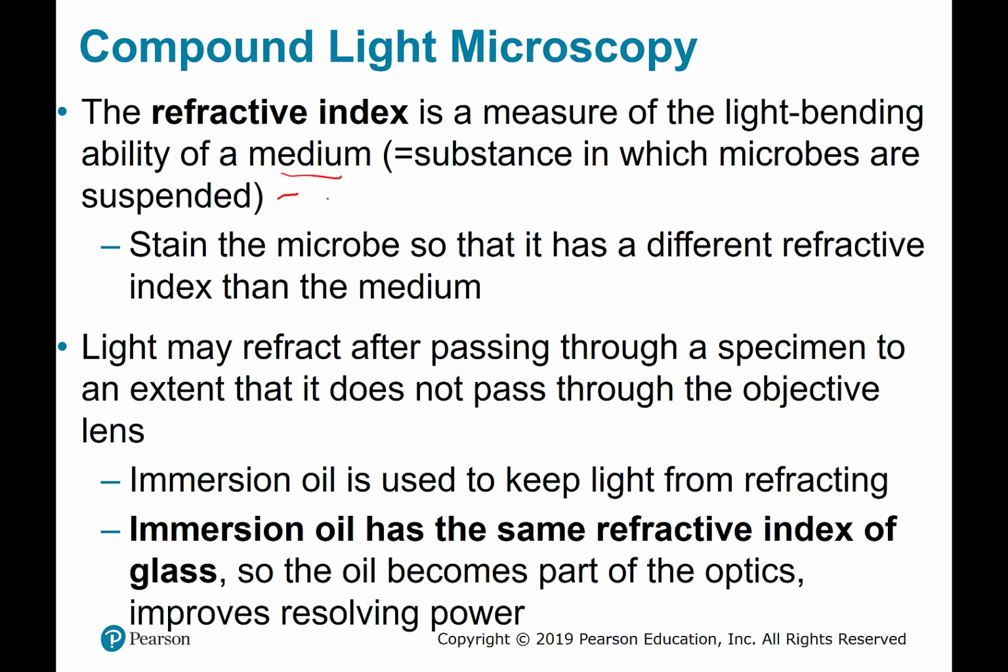And that changes its refractive index so that its refractive index is different from that of the medium. And light may refract after passing through a specimen to an extent that does not pass through the objective lens. This is really important when we're talking about using the 100x objective lens, also known as the oil immersion objective lens.